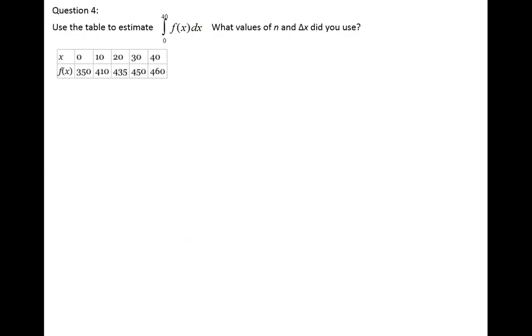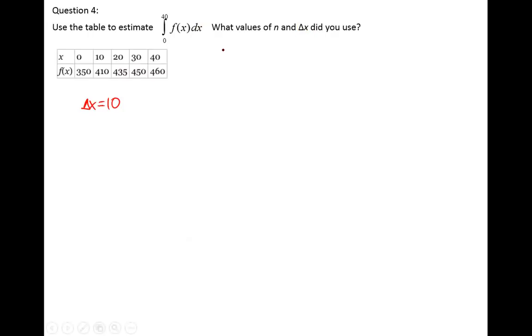Use the table to estimate the definite integral from 0 to 40 of f of x dx. What values of n and delta x did you use? Do you see what delta x is from the table? What's the delta x? Like how many units we jump from one x to another? That's what the data is. 10. Yes, thank you. That means delta x is definitely 10.